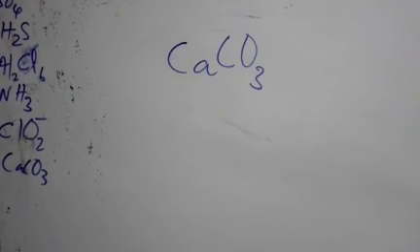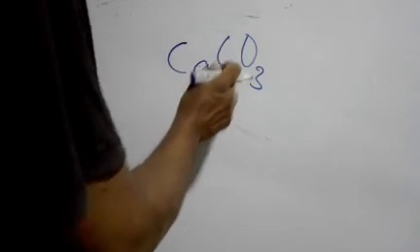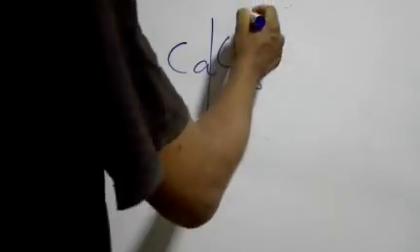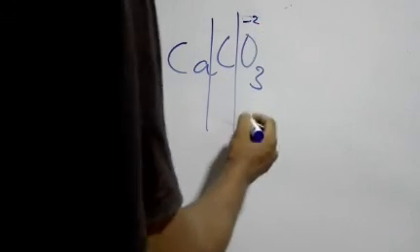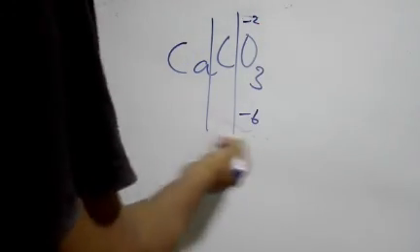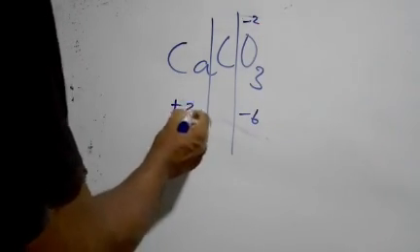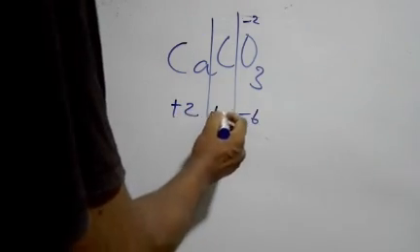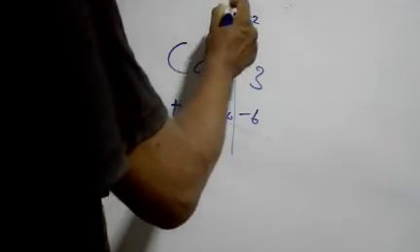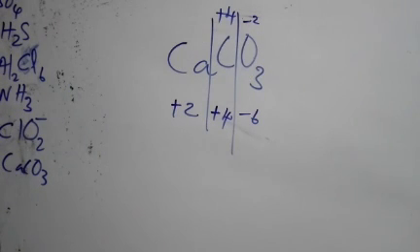Calcium carbonate, try to find the oxidation number of carbon. The sum of the oxidation numbers is 0, oxygen minus 2, so minus 6. Calcium here is plus 2 because this is group 2. So to be 0, this should be plus 4. So here plus 4. The oxidation number of carbon is plus 4 here.